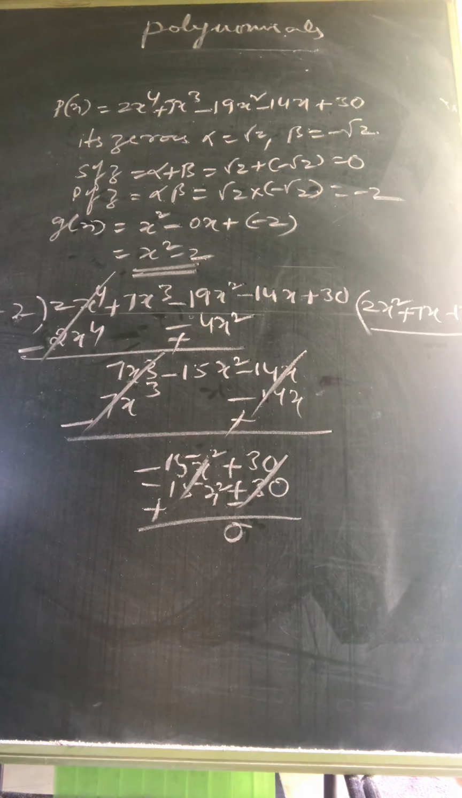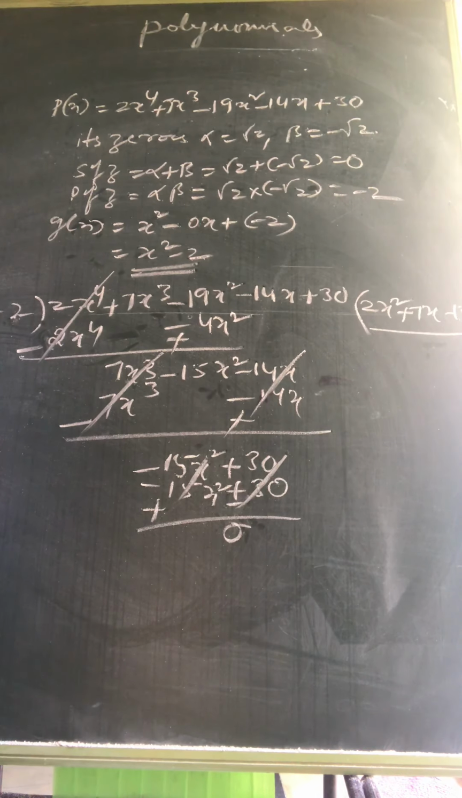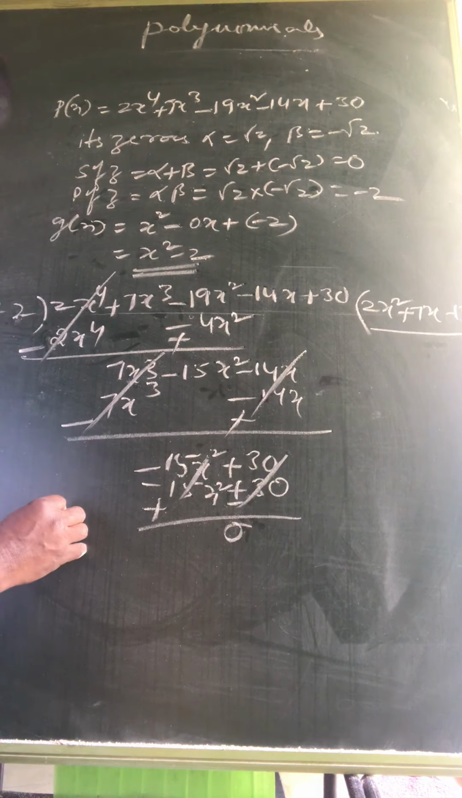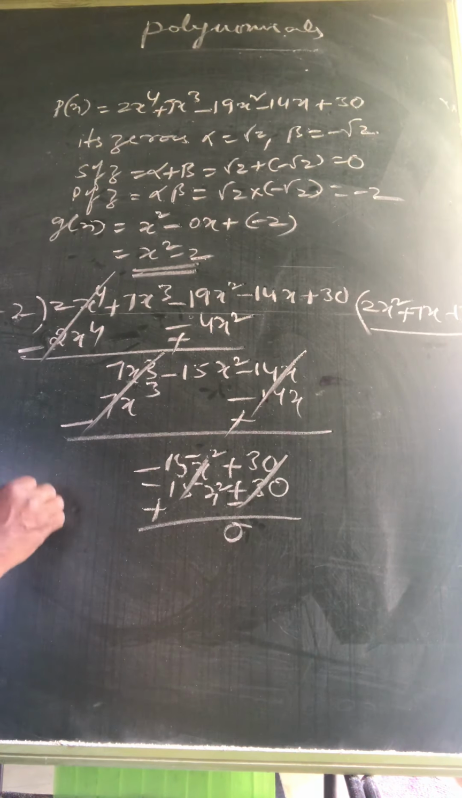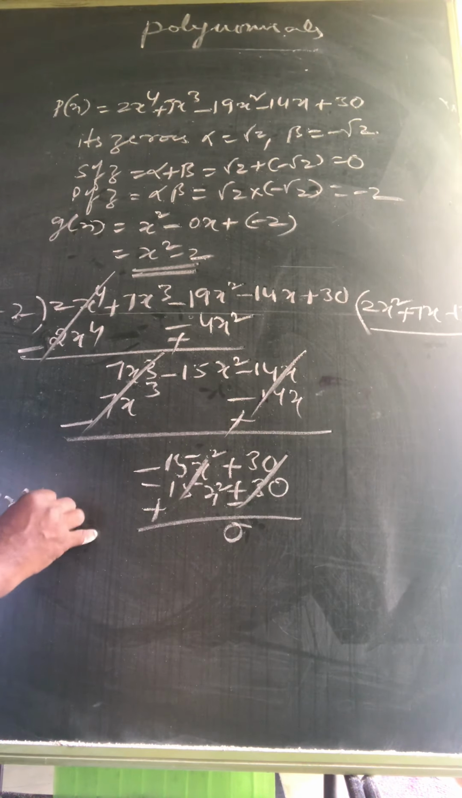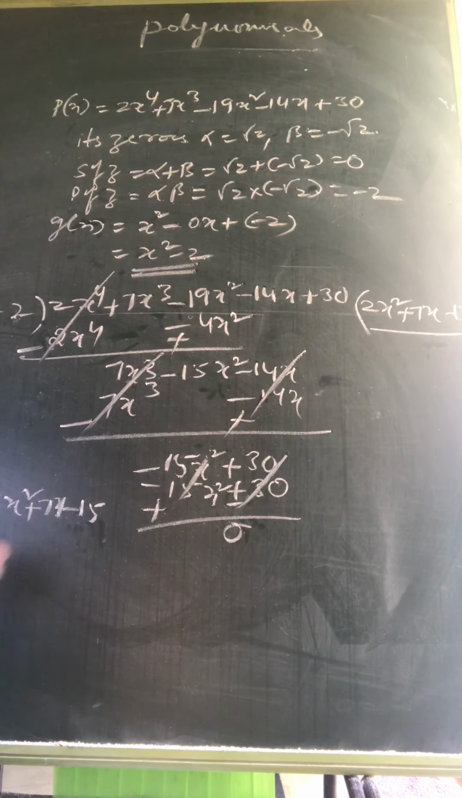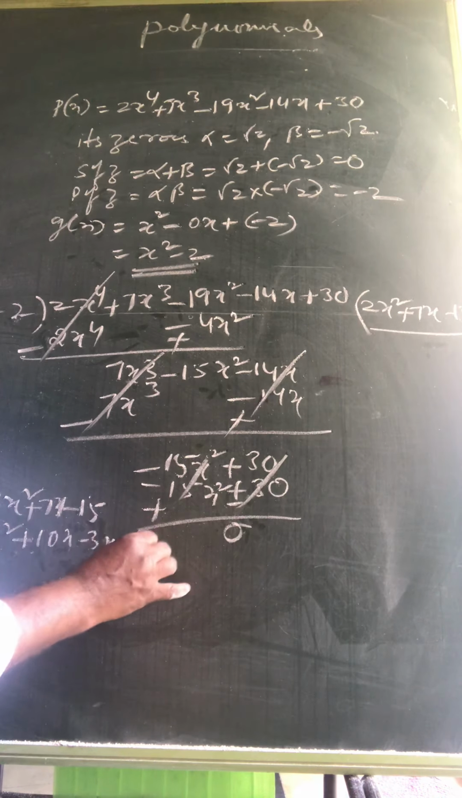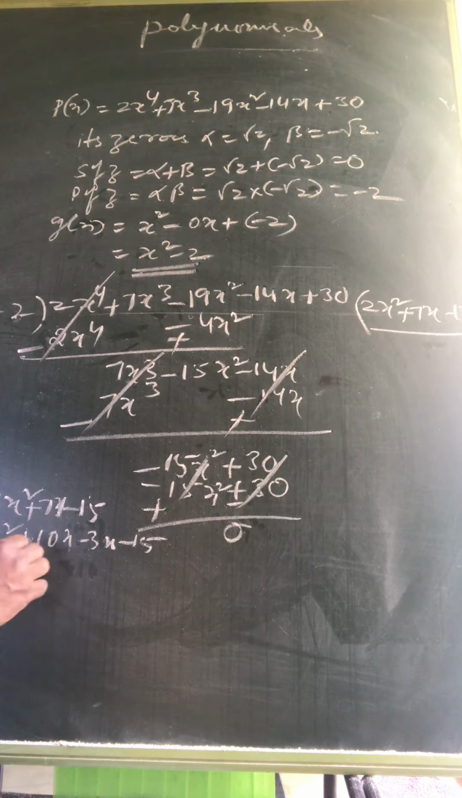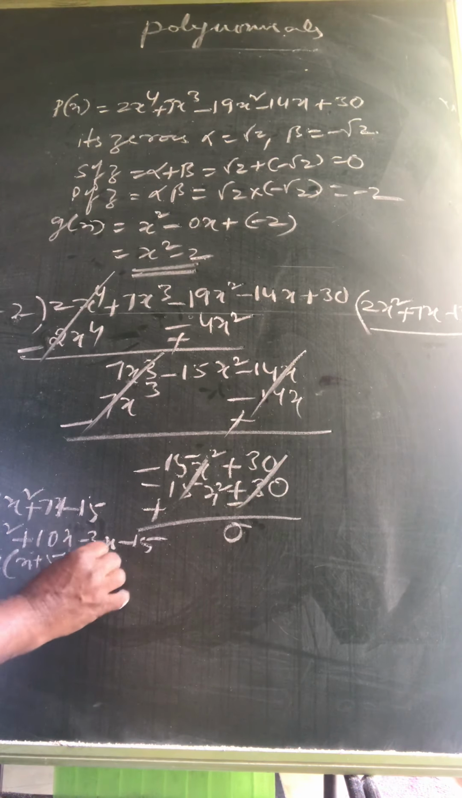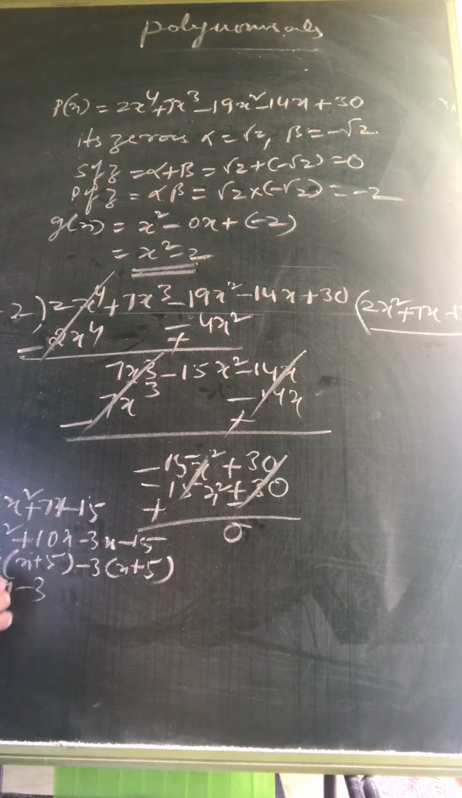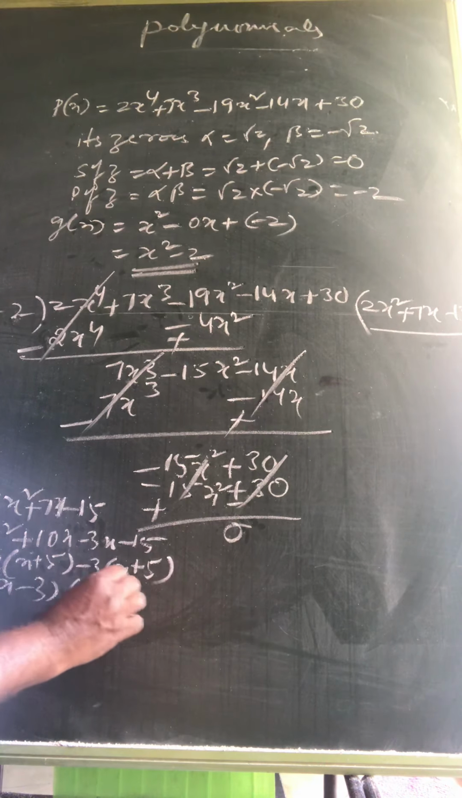For that we have to take the factors. Now here, 2x square plus 7x minus 15. By splitting the middle term, 2x square plus 10x minus 3x minus 15. 2x is the common factor, x plus 5; minus 3 is the common factor, x plus 5. So 2x minus 3 into x plus 5.